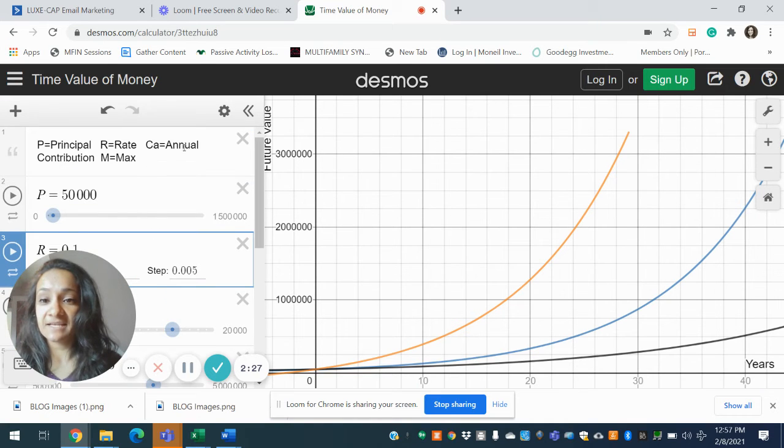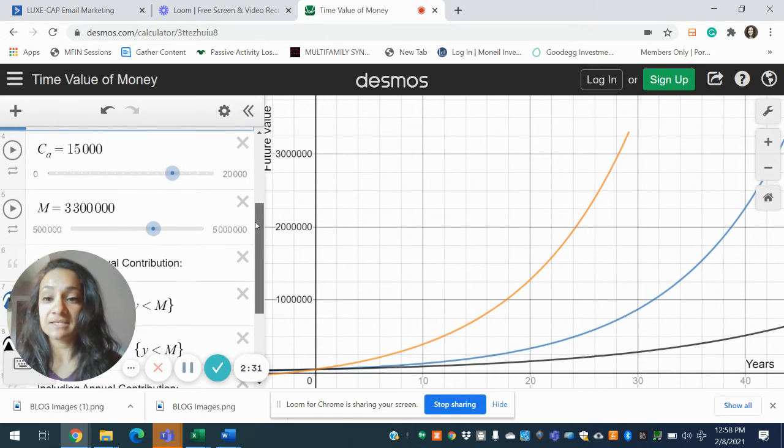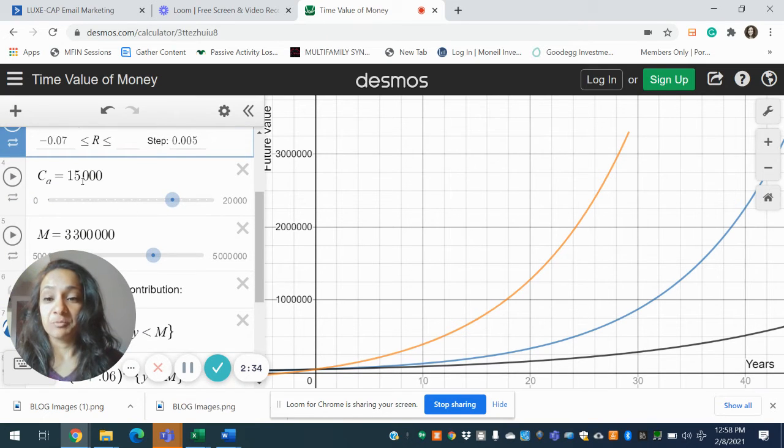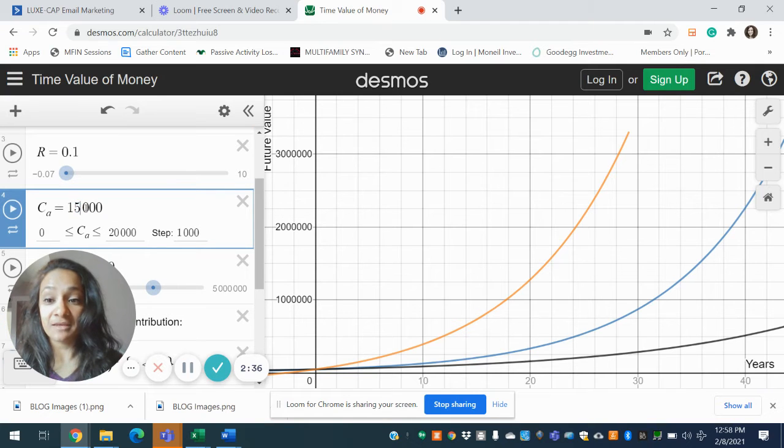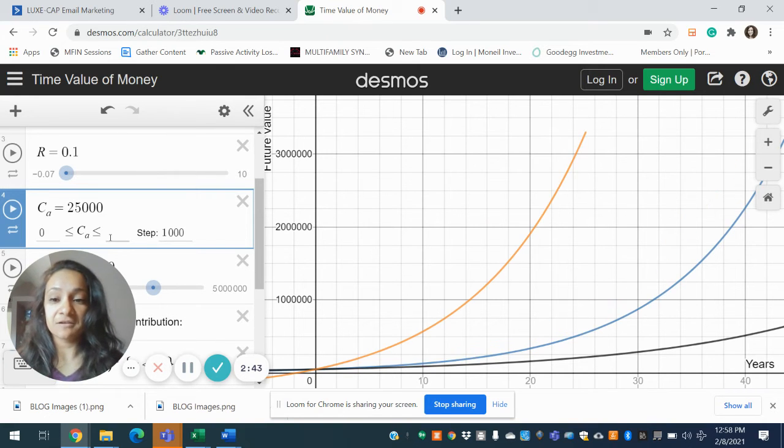Now CA stands for annual contribution. So how much money can you put aside every year? Can you put $15,000 a year? Do you make enough money that you can put $50,000 a year? Do you make enough money that you can put $25,000 a year? Did your business do really well one year and you could actually put 100,000? Oh, that wouldn't actually work. So this is more like how much you could reliably put away every single year in this particular model. So let's just say you can put $25,000 away every year.